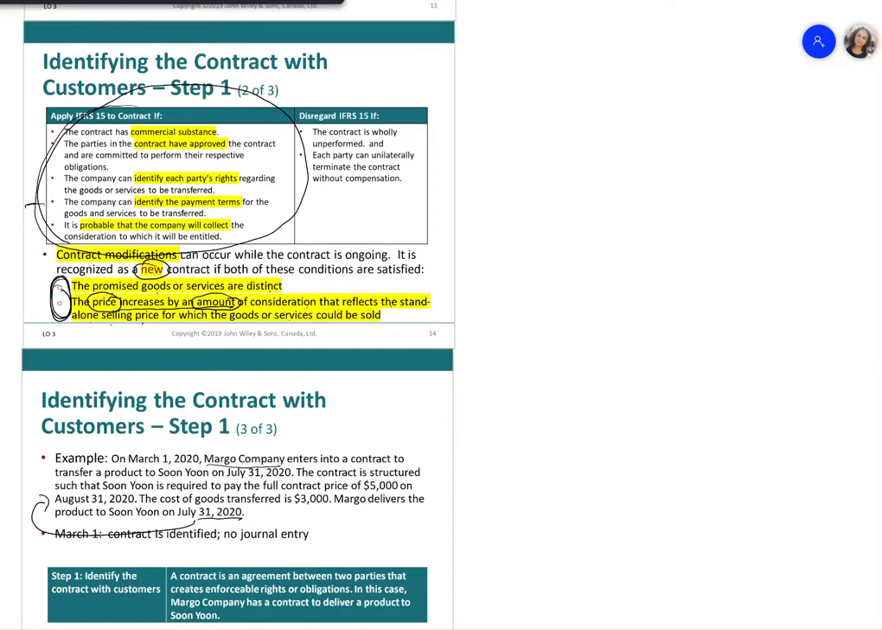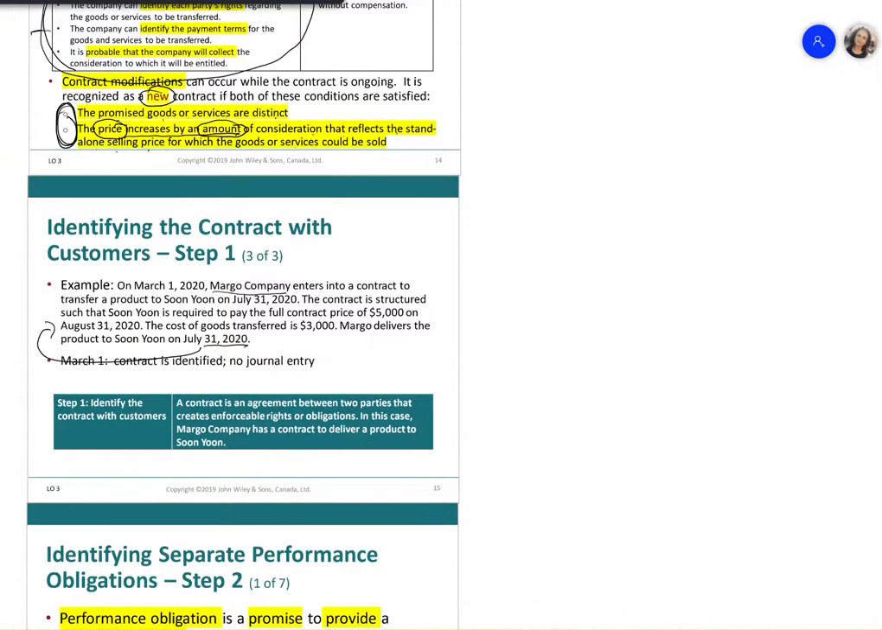When we identify the contract with the customer, these are in my contract. If they are in my contract, then it is a contract. Now it's just saying identify the contract with the customer. A contract is an agreement between two parties that creates enforceable rights or obligations.